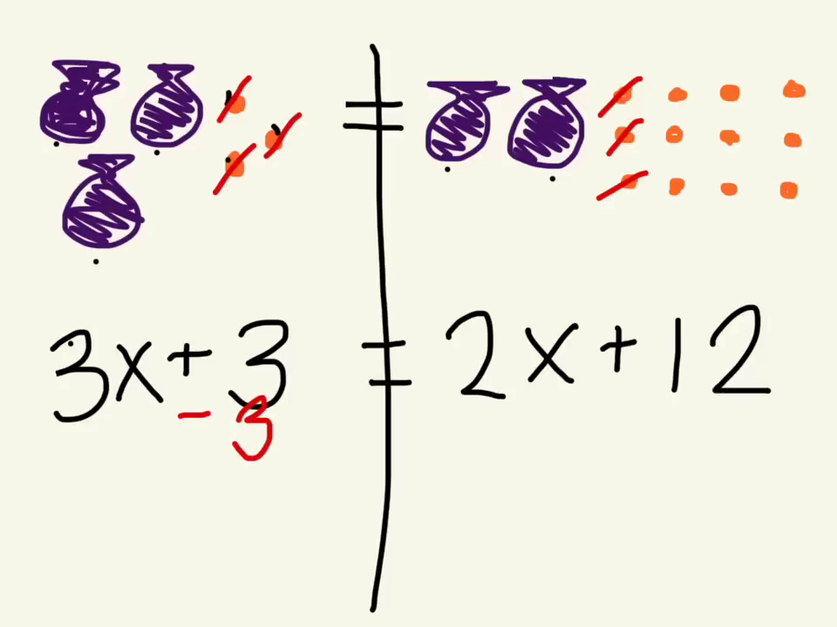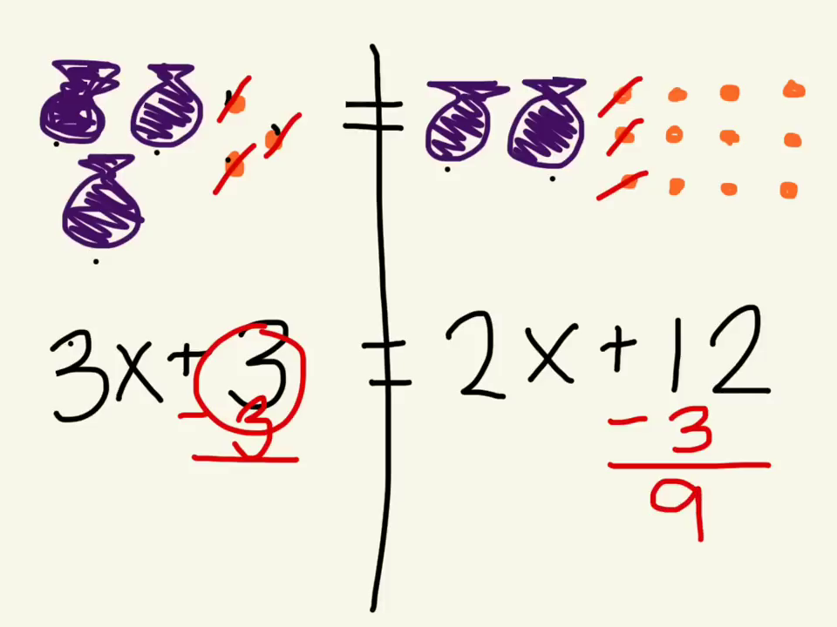To maintain equality, I'm going to subtract 3 from both sides. And on the left side, I end up with 0. I wanted to do that. I wanted to cancel that out. And on the right side, I have the 12 coins. Take away those 3 coins, and I'm left with 9. Now I have 3 pouches on the left, or 3 X's. And on the right, I still have my 2 X's, or my 2 pouches, and the 9 remaining coins.